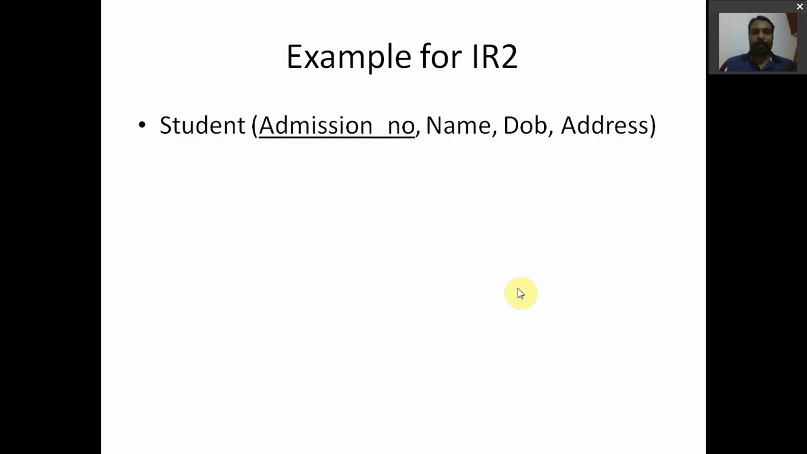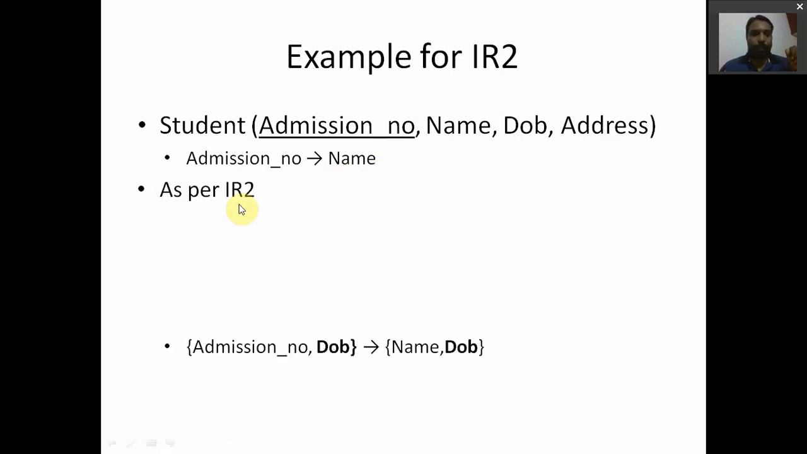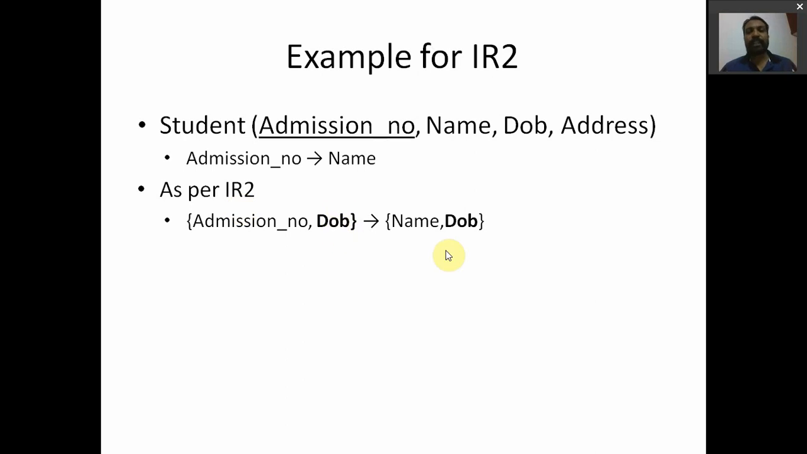So this is an example. We will see the same example. We have admission number to name as a functional dependency there. As per IR2, we can add the same set of attributes to LHS and RHS. So we have inferred a new functional dependency, admission number comma date of birth to name comma date of birth. So this is the augmentation rule.